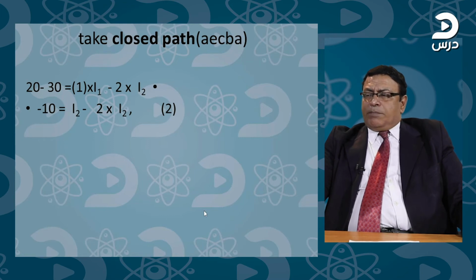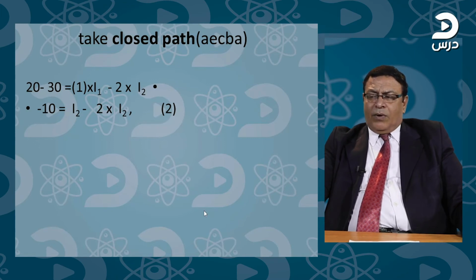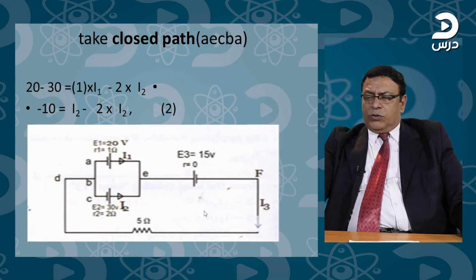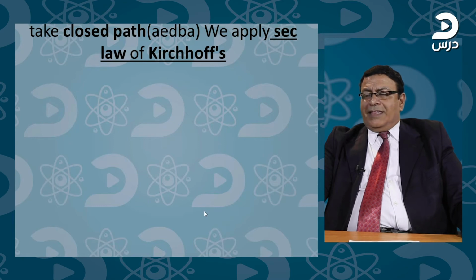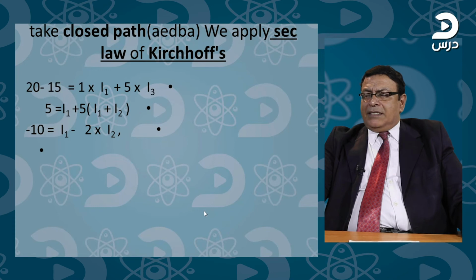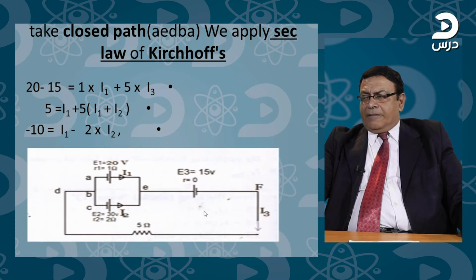We take close path A, E, C, B, A. 20 minus 30 equal 1 multiply I1 minus 2 multiply I2, so negative 10 equal I1 minus 2 multiply I2. And then take close path A, E, D, B, A. We apply second law of Kirchhoff.